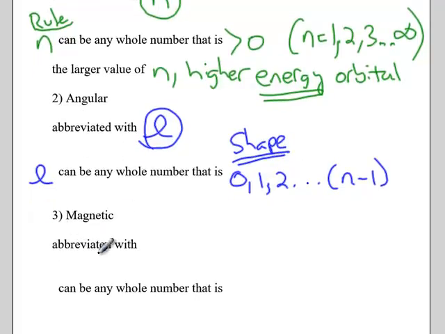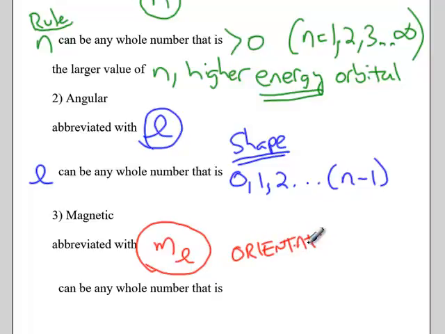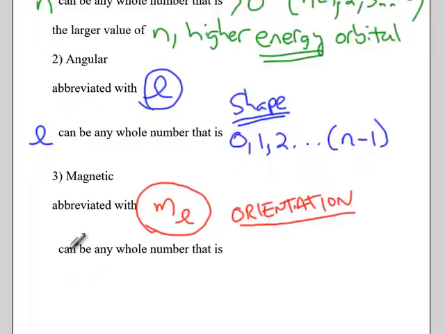The third quantum number is called the magnetic quantum number, and that's abbreviated with an m and a subscript l. So this is usually called m sub l. And m sub l tells us about the orientation in three-dimensional space of that orbital. So n tells us about the energy, l tells us about the shape, and m sub l tells us about the orientation. And the rule is m sub l can be any whole number starting at negative l and increasing up through 0 and then to positive l.